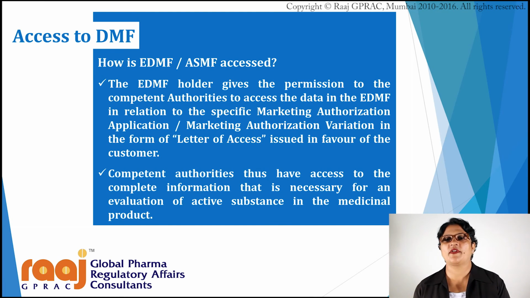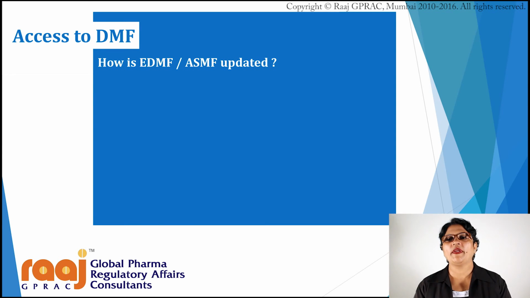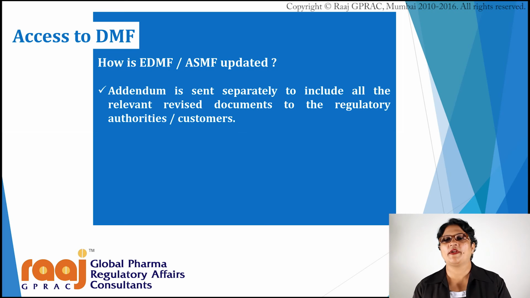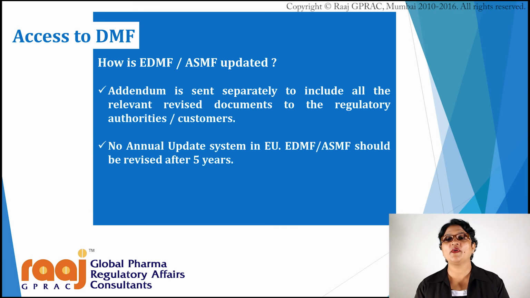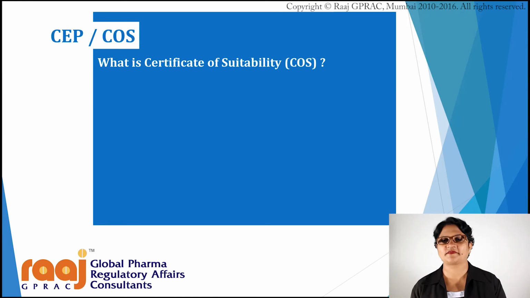How is eDMF or ASMF updated? An addendum is sent separately to include all the relevant revised documents to the regulatory authorities or the customer. There is no annual update system in Europe. The eDMF or ASMF should be revised only after 5 years.